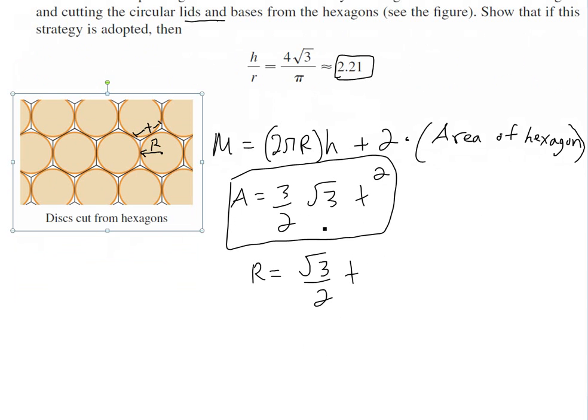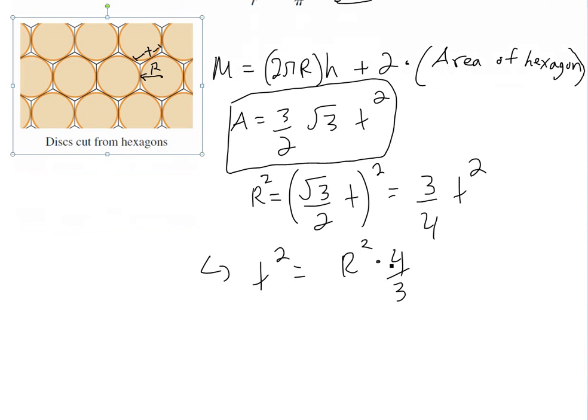So if we make this in terms of the area in terms of r, just take this part here, and you take this area. We just square both sides here. We've got to get a t squared in this case. So the square root squared is going to equal 3 over 4 t squared, and t squared is equal to r squared times 4 over 3.